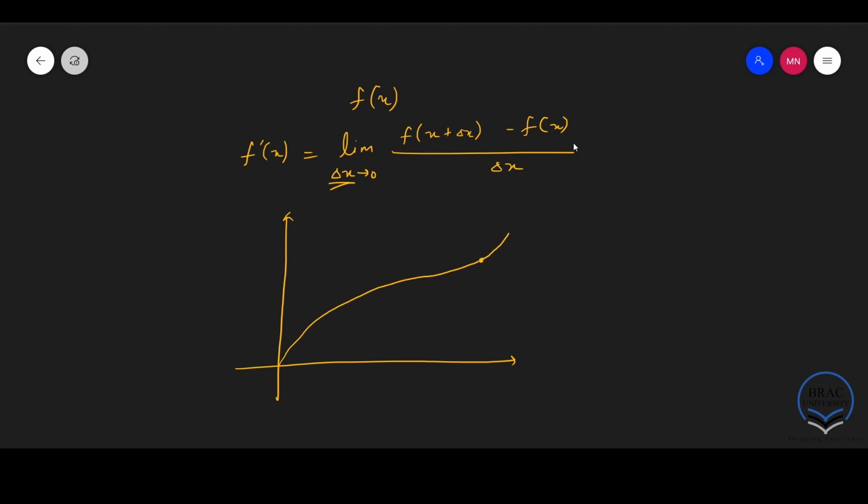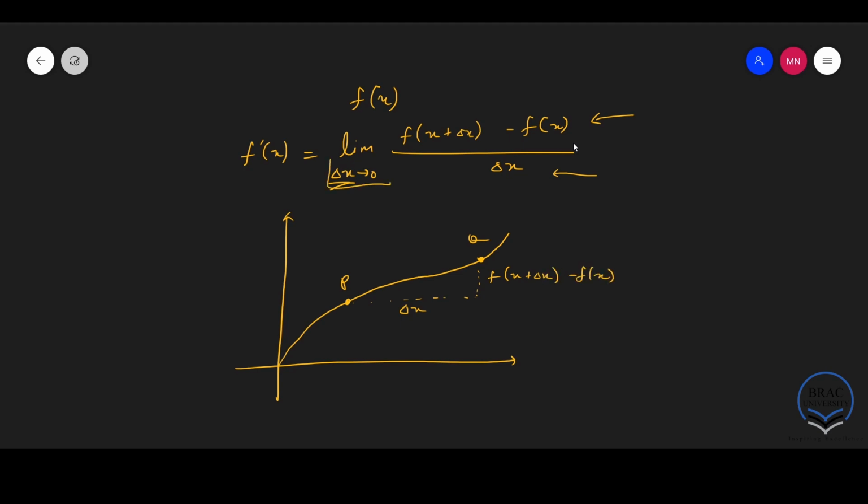let's say I have some point here, some point here, right? So what do we have in the numerator? In the numerator, this is just giving us the vertical distance between 2 points, right? And in the denominator, we just have the horizontal distance between 2 points. If I have a point P and some point Q, this is delta x, and this is f of x plus delta x minus f of x.